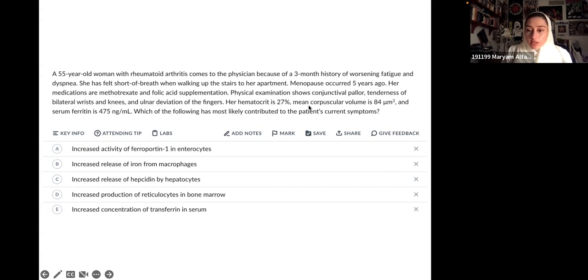Hematocrit is 27%, which is low. MCV is 84, which is normal. And serum ferritin is 475 nanograms per milliliter, which is high. Okay. Which of the following has most likely contributed to the patient's symptoms?